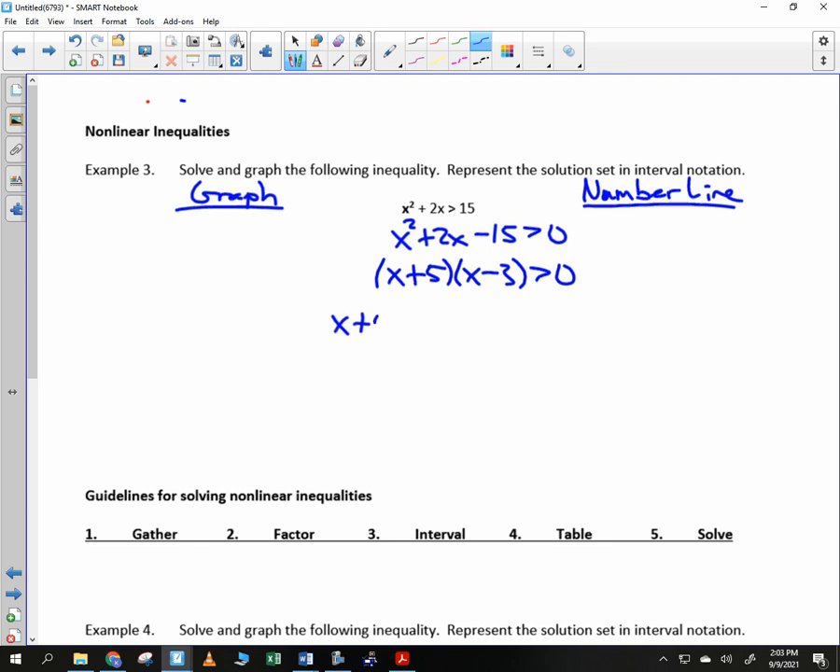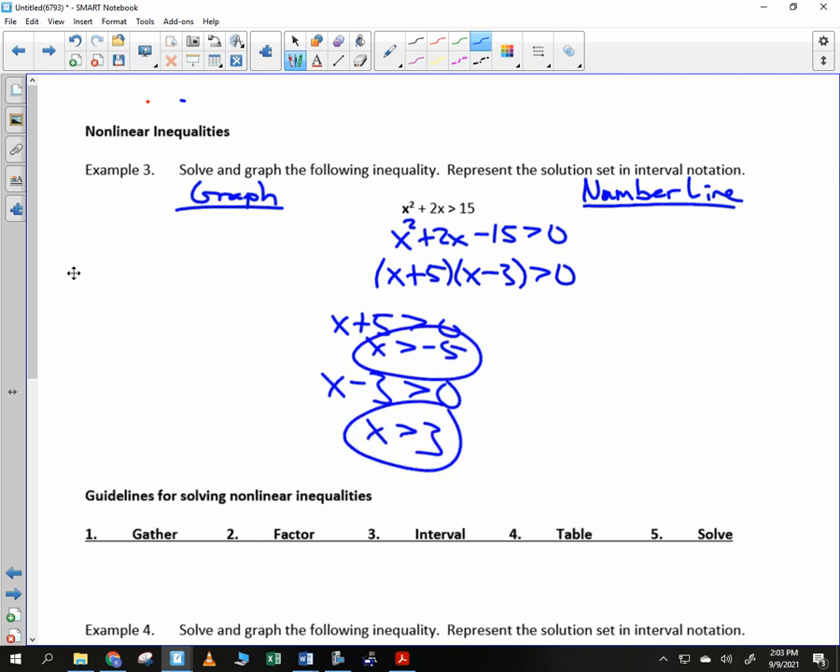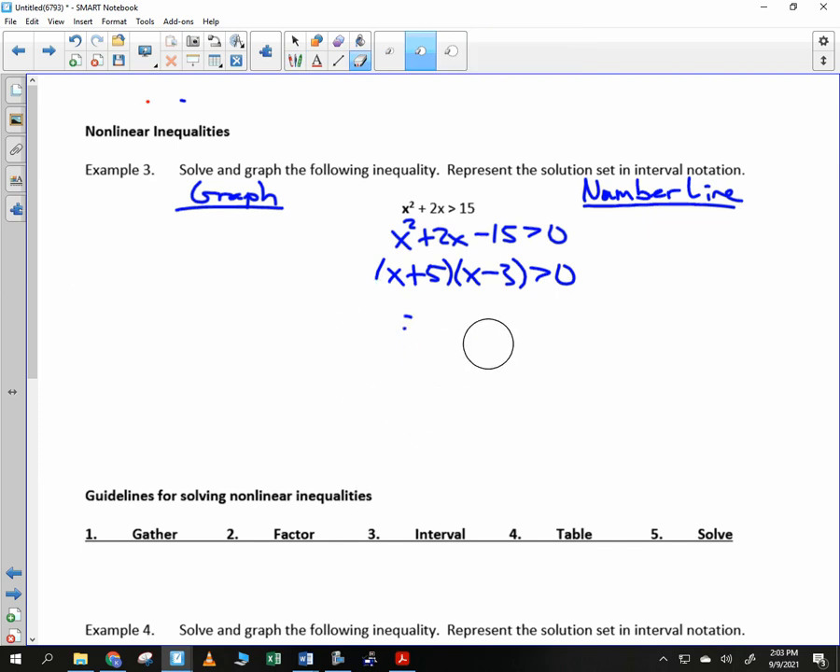X plus 5 is greater than 0. X minus 3 is greater than 0. So x is greater than negative 5, and x is greater than 3. No. Doesn't work like that. Remember, the zero product property only works if it's equal to 0. Is this equal to 0? No.